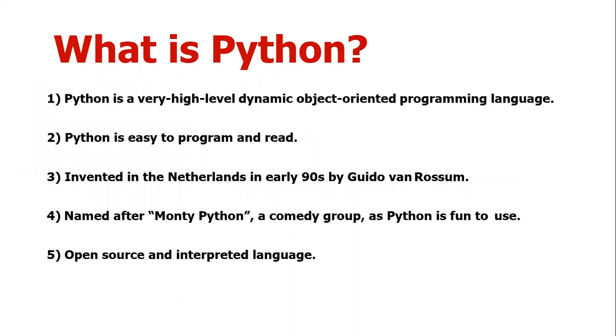And next, what is Python? Python is a very high level, dynamic, object oriented programming language. Do remember, guys, Python is an object oriented programming language. And Python is easy to program and read. It is really simple. This was invented in the Netherlands in the early 90s by Guido van Rossum. I already told you it is named after Monty Python, a comedy group, as Python is fun to use. And one more important thing is Python is open source and it's also an interpreted language.